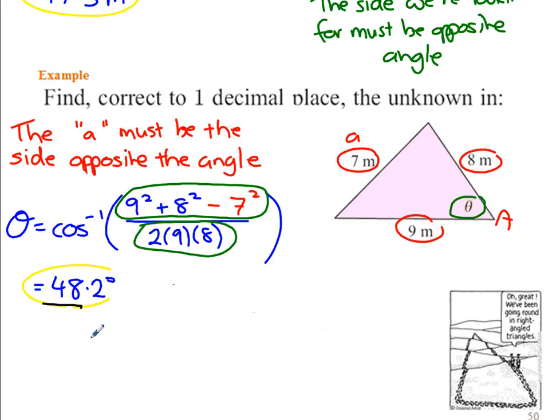48.2 degrees. Nice work. And remember, you really must show this substitution step. Don't use multiply signs down here, it just gets messy, it looks like X's. Use brackets for substituting and multiplying. But because these are squared and they're positive numbers, you didn't need brackets up here.